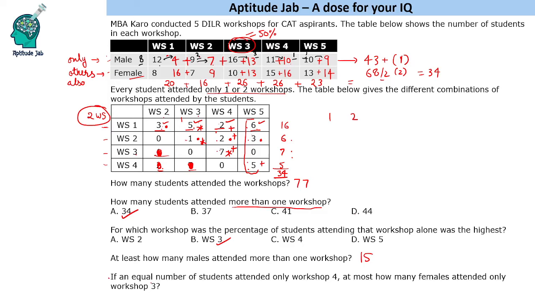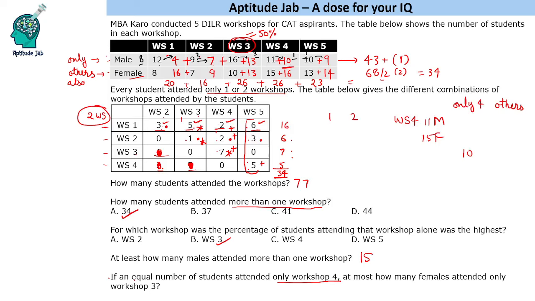It says if an equal number of students attended only workshop 4, at most how many females attended only workshop 3? Okay, so now let us look at workshop 4. So we have male and female, only 4, and others also. So we have a total of 10 males, so 16, 10, 11 males and 15 females in workshop 4. Okay, now only 4 is attended by 10 people.